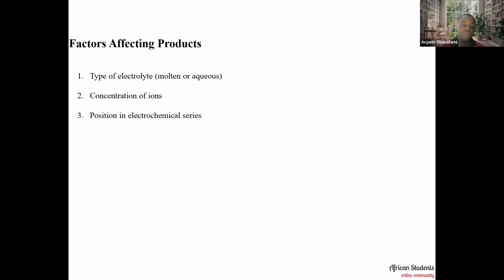So position in the electrochemical series also affects the product that we get, either at the anode or the cathode. Another determinant is the nature of the electrodes. Some electrodes are inert, some electrodes are not inert but active. So the nature of the electrode will determine the product also.